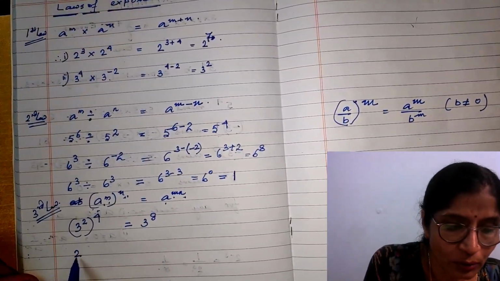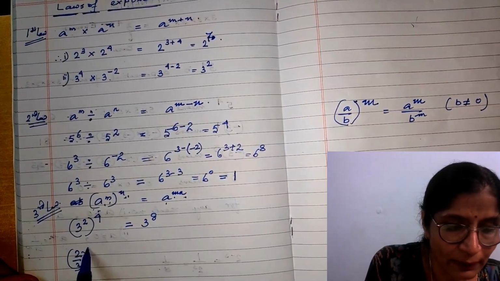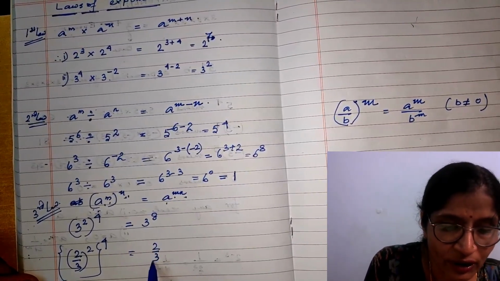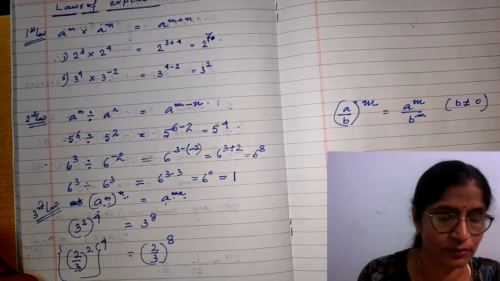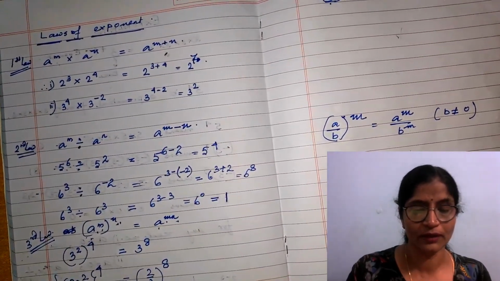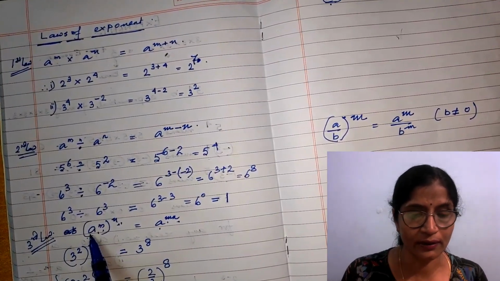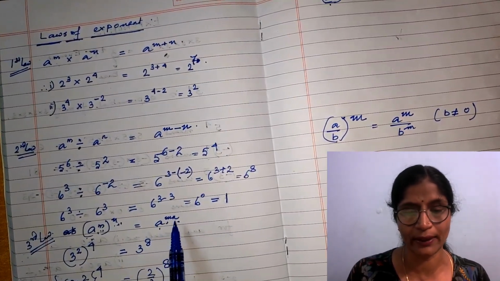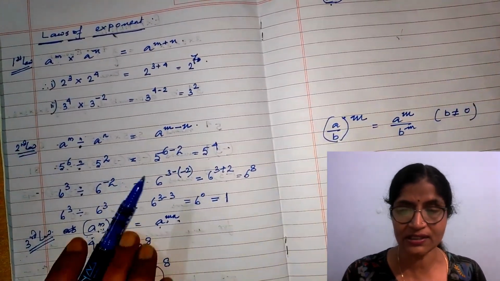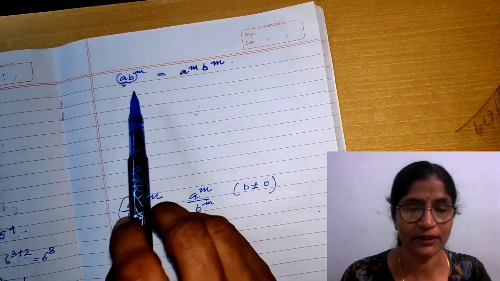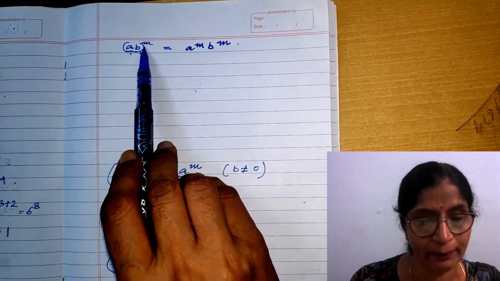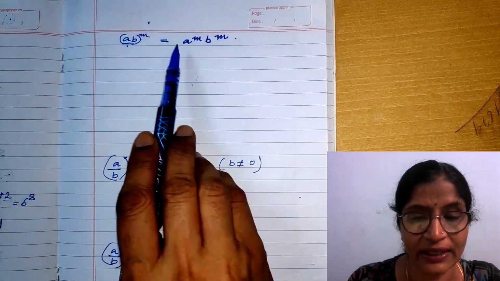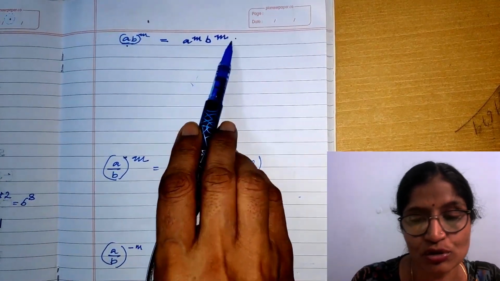Or (2/3)^4, then it is equal to 2^4 by 3^4, which is 2 by 3 to the power 8. So (a^m)^n will be equal to a^(m×n). Next, suppose it is in the form (ab)^m, or you can say (a into b) whole to the power m, then it is equal to a^m b^m.